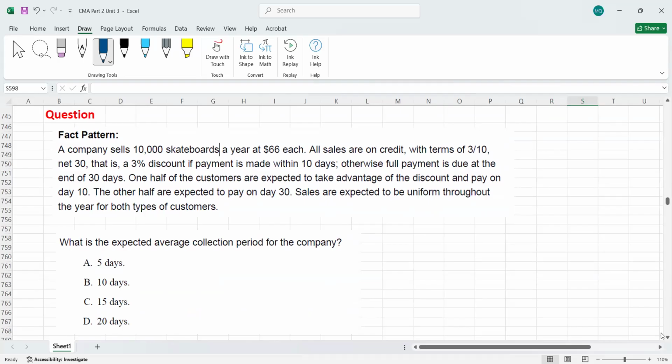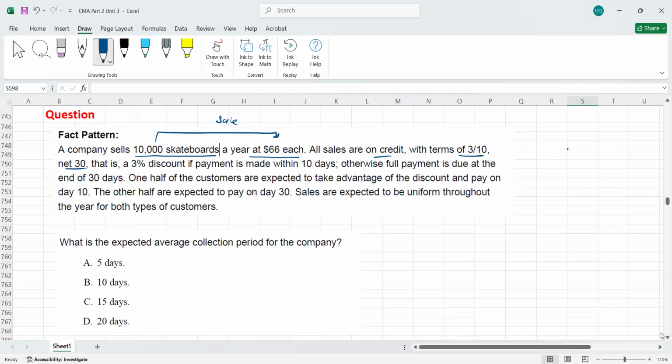So here we go. We got a fact pattern. A company sells 10,000 skateboards a year at 66 each. If you multiply units with the selling price, this will give you the sales figure, the revenue. Then all sales are on credit, with terms of 3/10 net 30.